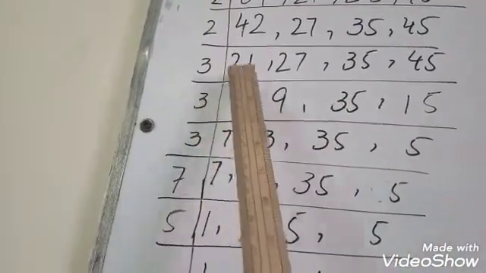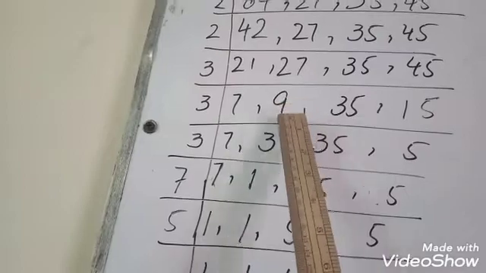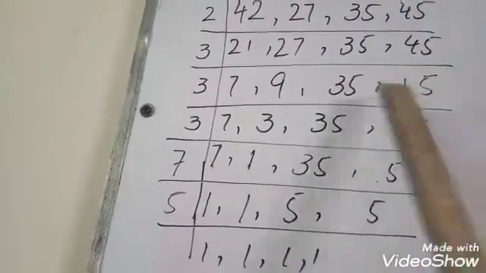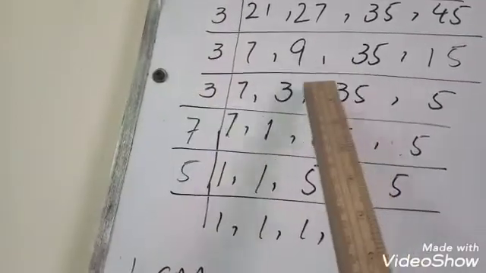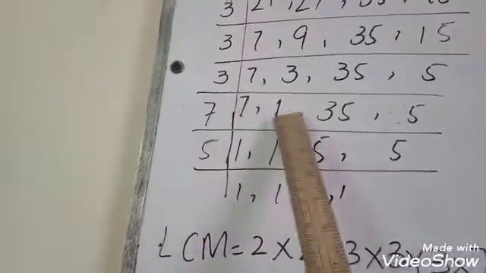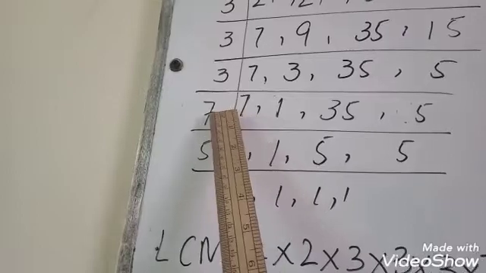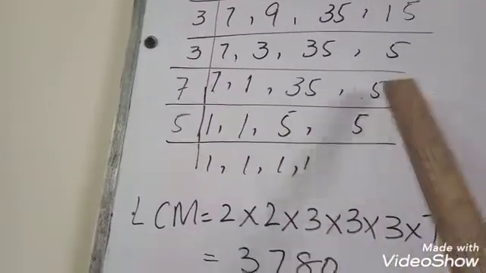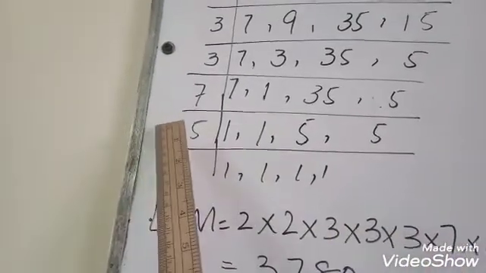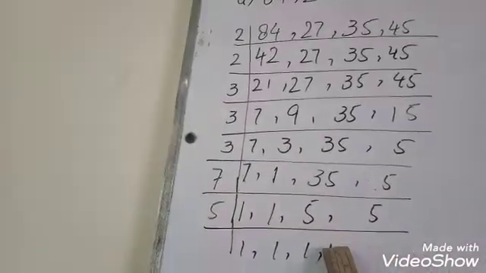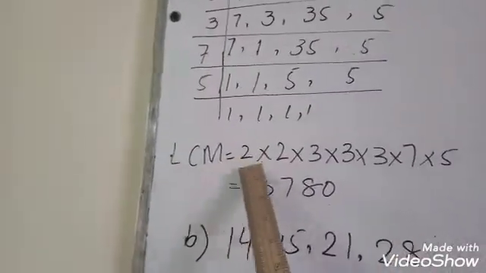Now we take 3 7s are 21, 3 9s are 27, 35 as it is, and 3 15s are 45. Again we take 3 3s are 9, and 3 5s are 15, 35 and 7 as it is, 3 1 is 3. Now we take 7 1 is 7, 1 as it is, 7 5s are 35, 5 as it is. Now take 5 1 is 5, and 5 1 is 5. Division is stop.